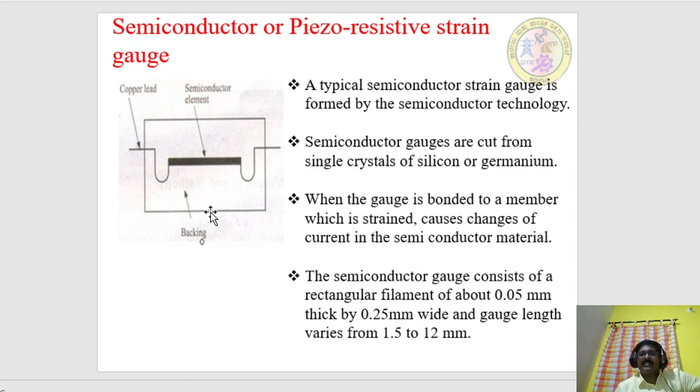When the gauge is bonded to a member which is strained, it causes a change of current in the semiconductor material, which consists of a rectangular filament of about 0.05 millimeter thick by 0.25 millimeter wide, a rectangular cross section of length into breadth, and a gauge length of about 1.5 millimeter to 12 millimeter.